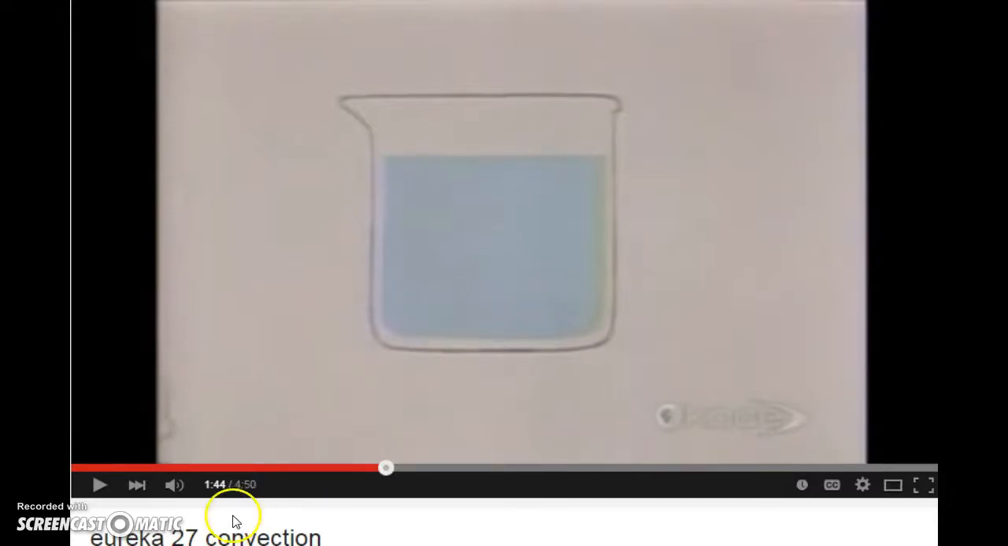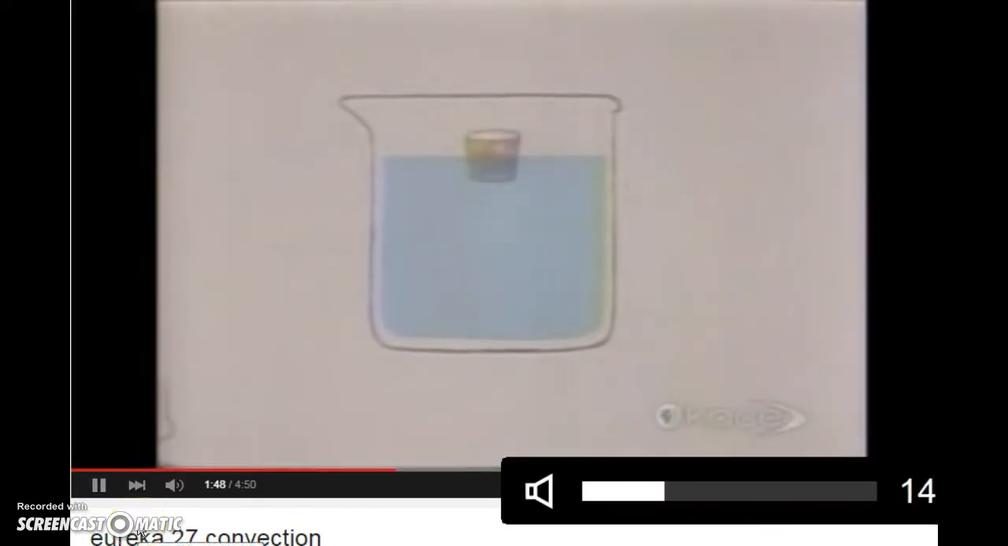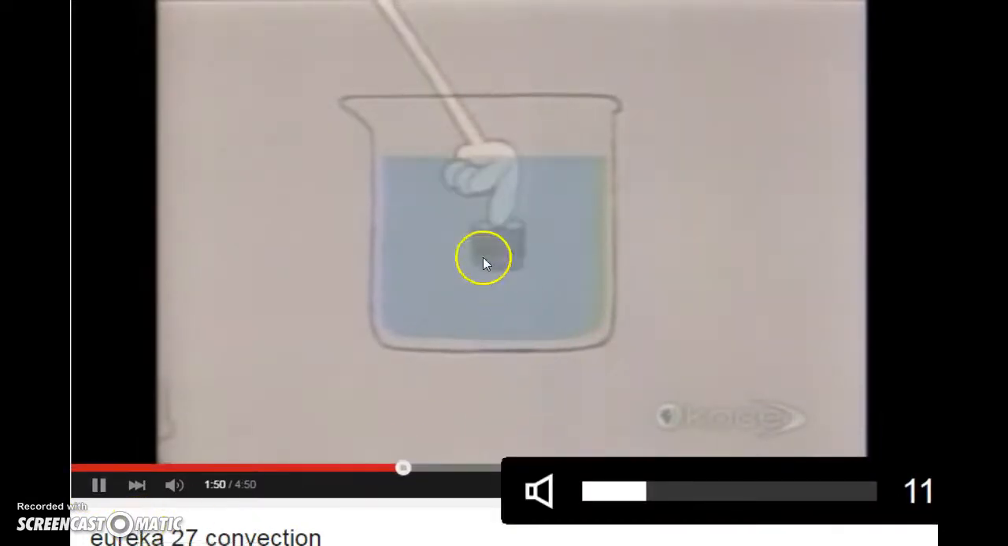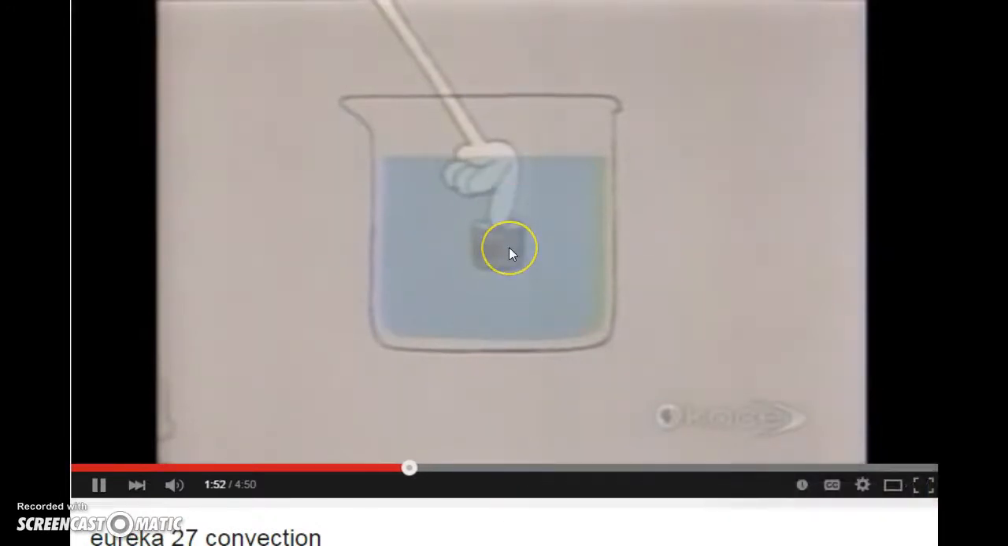So, we were watching the Eureka video about convection, and we had just gotten to the point where they were going to put something that's less dense than water, such as a cork, inside a beaker of water. The buoyant force is pushing the cork back up.